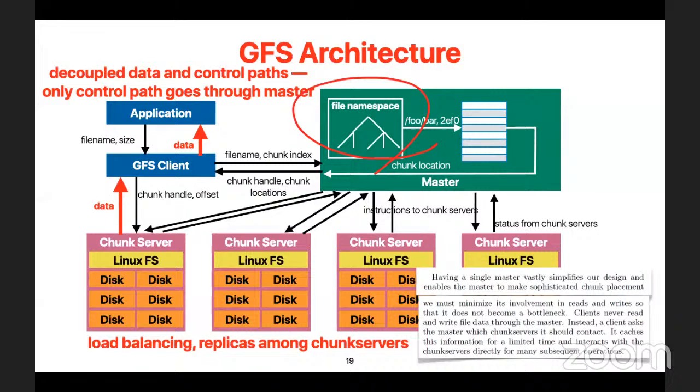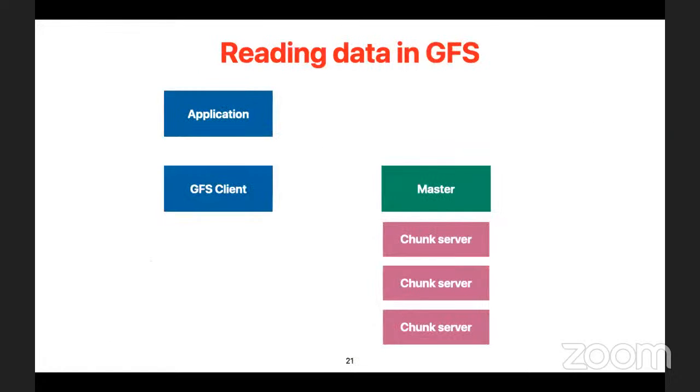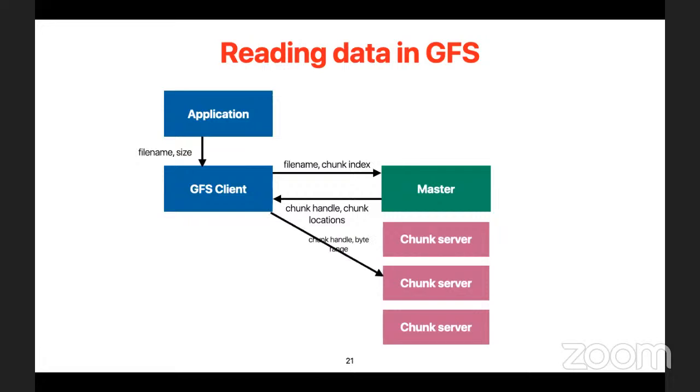And their argument is that it won't become a bottleneck because of the way we do it. So the distributed architecture looks like this. They have a single master server, they have chunk servers, and they have the client, which I already explained. So reading data from GFS is like this. I think I just mentioned that, I just take one chunk.